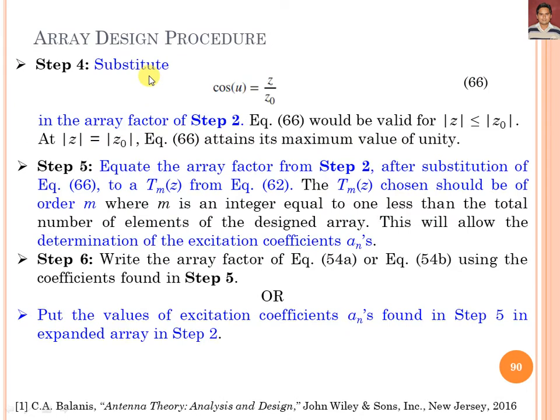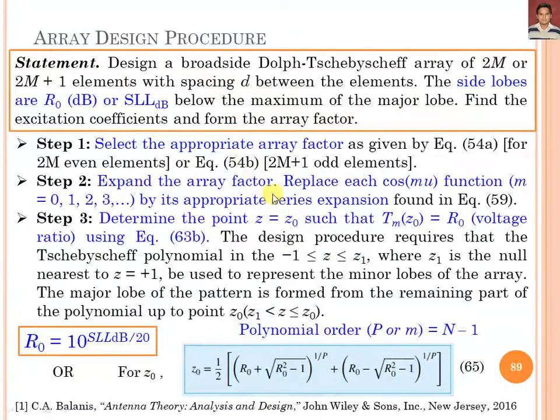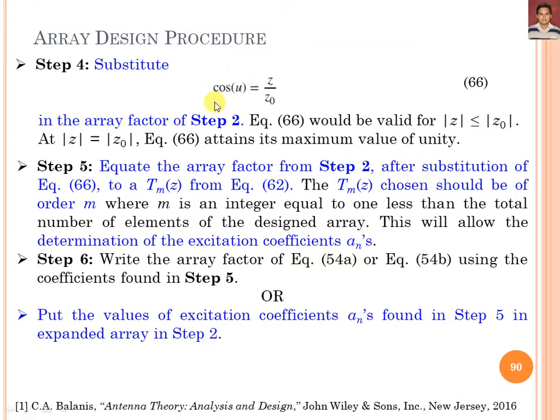In step 4, we are going to substitute cos u equal to z upon z0 in the array factor of step 2. As we have expanded the array factor, in that case we have to replace cos u with z upon z0 in the array factor, and this is valid for the magnitude of z less than or equal to z0. At z equal to z0, the equation attains its maximum value of unity. As you can see, equation 66 attains its maximum value at z equal to z0.